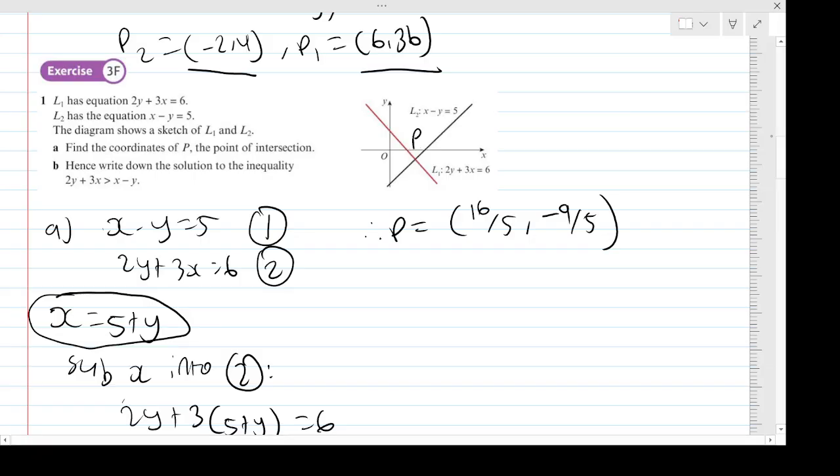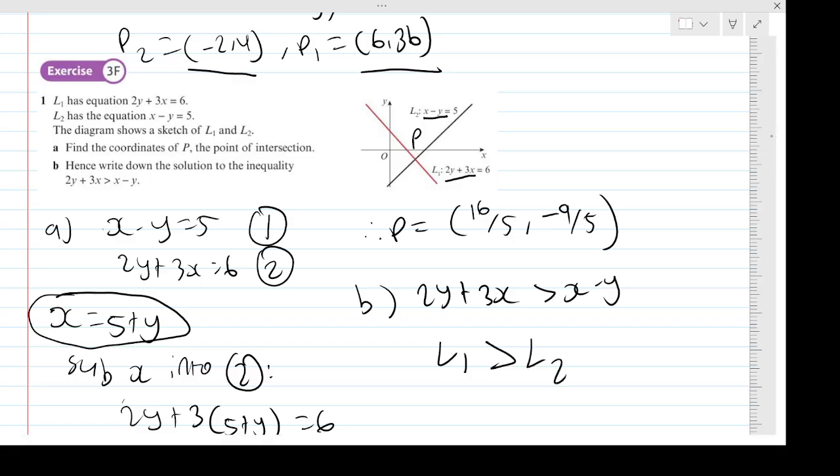Then for part B again, it's saying, hence write down the solution to the inequality 2y plus 3x is greater than x minus y. Hopefully you recognize that we have x minus y in L2, and 2y plus 3x is the first line, L1. So we're saying simply L1 is greater than L2. What we want to look at is when the first line L1 is above L2.